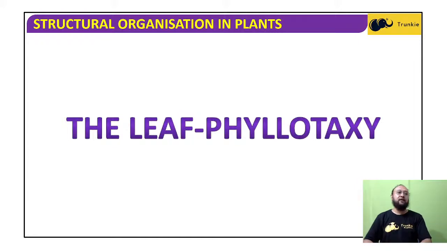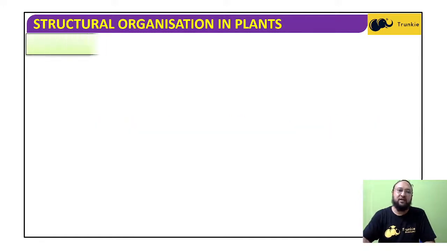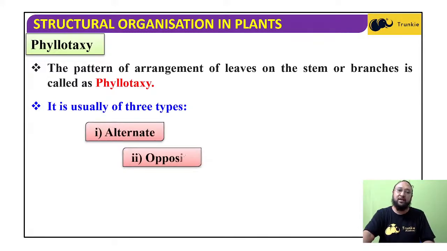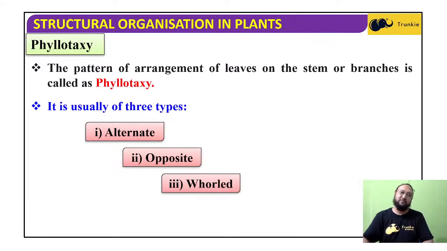Now comes the leaf phyllotaxy. What is phyllotaxy? The pattern of arrangement of leaves on the stem or branches is called phyllotaxy. How the leaves are arranged on the stem or branches, that pattern of arrangement is called phyllotaxy. It is usually of 3 types: alternate, opposite, or whorled.